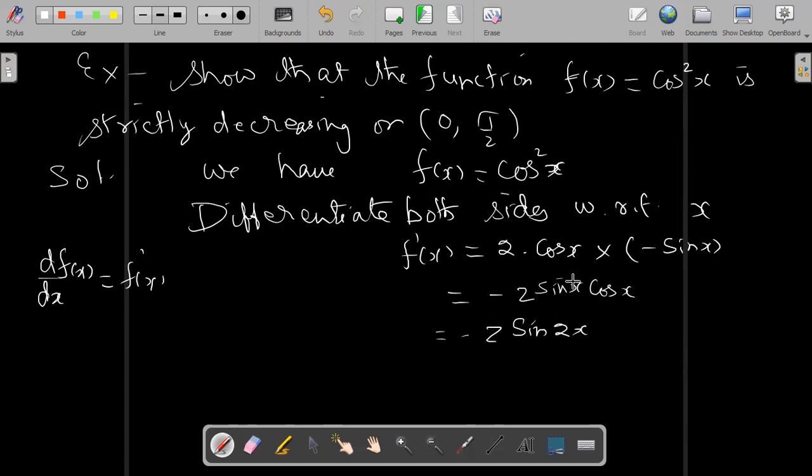Now we have to check that this is negative sin 2x, and sin 2x from 0 to 90 degrees is positive. Sin 2x is positive from 0 to 90 degrees.